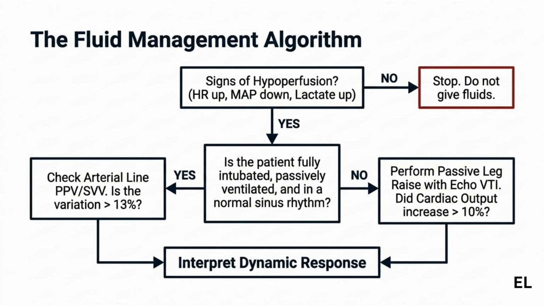A structured fluid management algorithm helps clinicians make rational decisions regarding fluid therapy. The process begins by identifying signs of hypoperfusion, such as tachycardia, hypotension, or elevated lactate levels. If these signs are absent, fluids should not be administered. If hypoperfusion is present, the next step is to determine whether the patient is fully intubated, passively ventilated, and in normal sinus rhythm. If these criteria are met, PPV or SVV can be assessed, with values greater than 13% suggesting fluid responsiveness. If the criteria are not met, a passive leg raise combined with echocardiographic VTI assessment should be performed. The clinician then interprets the dynamic response to determine the need for fluid administration.